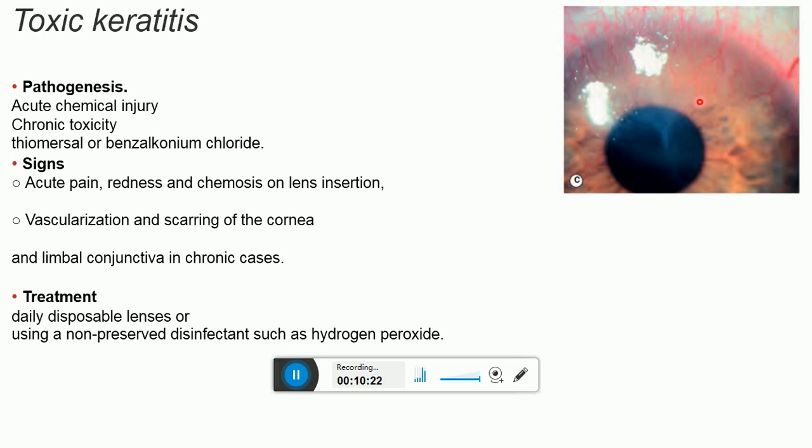Sclerosis and scarring of the cornea and limbal conjunctiva occur in chronic cases. Treatment involves switching to daily disposable lenses or using non-preserved disinfectants such as hydrogen peroxide.